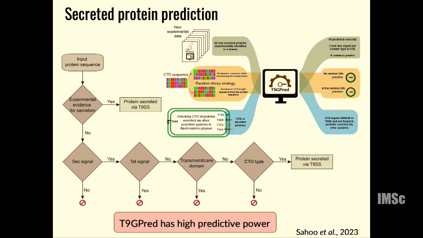Further, we also validated our result with a small test dataset which was available. There were 22 newly available secreted proteins which were experimentally characterized in 4 different strains, and we see that we are able to predict the majority of them as secreted proteins. We randomized the sequence of this C-terminal domain and estimated the precision of our tool, and we see that it is high.